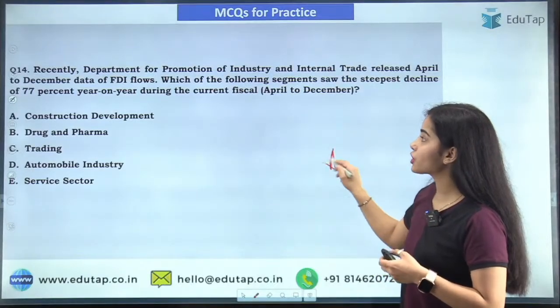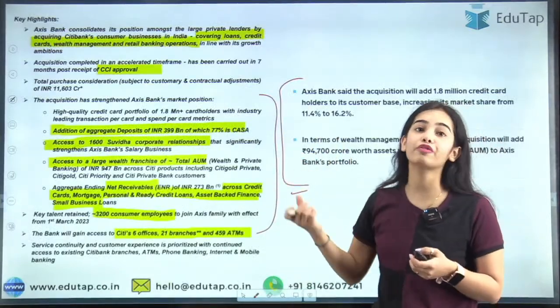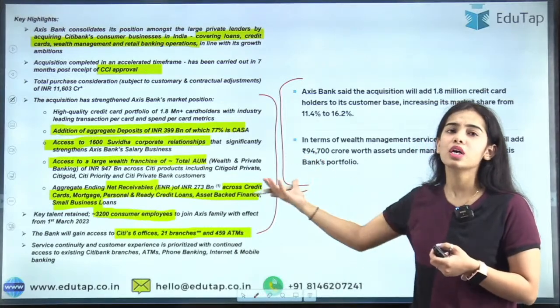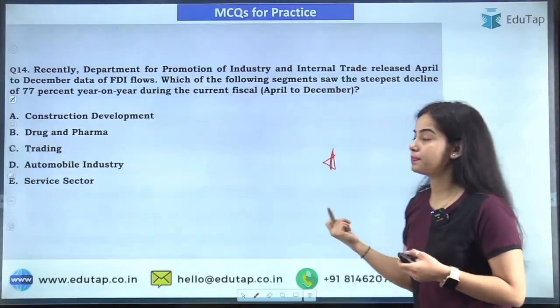Now coming to the next question, but this data can come in phase 1. I am talking about phase 2. In phase 2, this kind of question will not come.